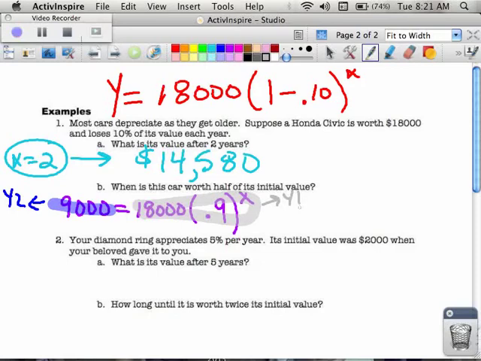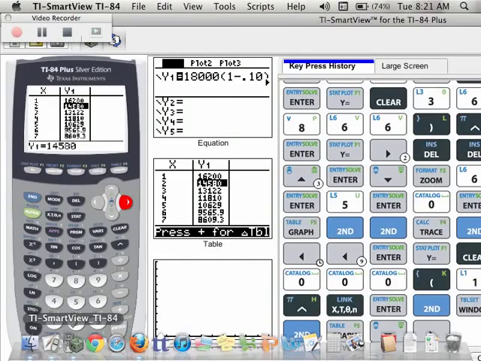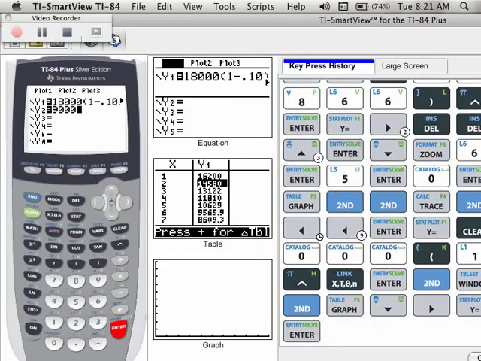So I put that $9,000, which is half of the value of the car, into my y2. So 9,000. And then I have to pick an appropriate window. Now I could do zoom 6, but that would be kind of dumb because it only goes up to 10. And then what's the value of the car? 9,000, and where did it start? 18,000. So I need to see those values on the y-axis. So that'd be ridiculous for me to go to 10.